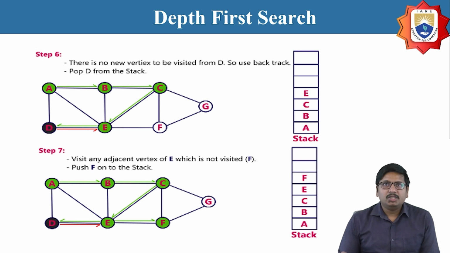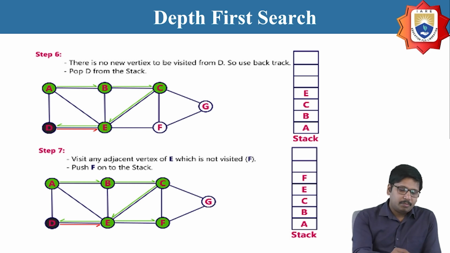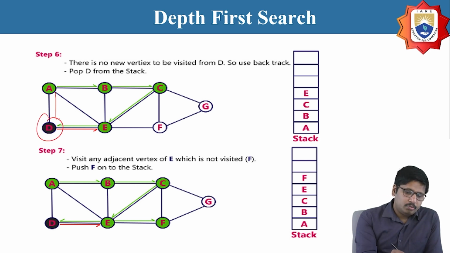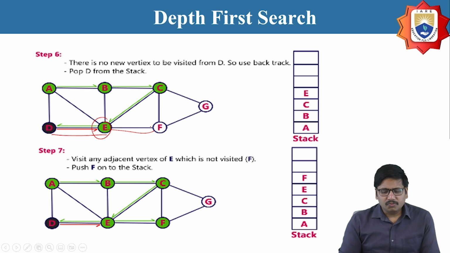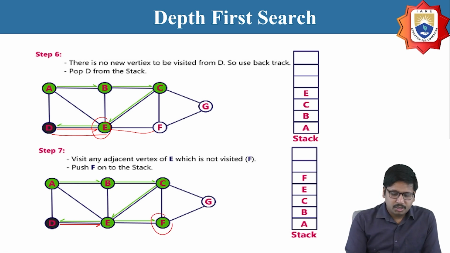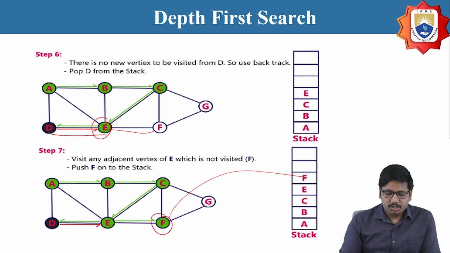And when no new vertex can be visited from D, then we have to apply backtracking. From D, all the vertices are visited, so I'm applying backtracking. From D to E, and from E, I check whether any new vertex is going to be visited. F is there, so I push it onto the stack.